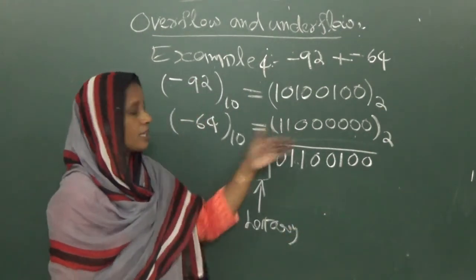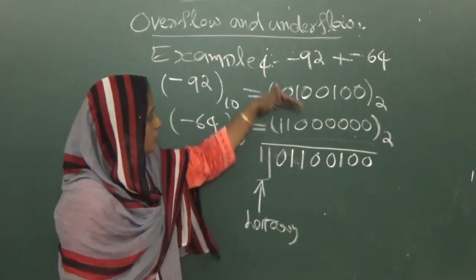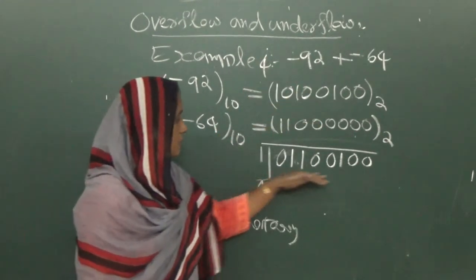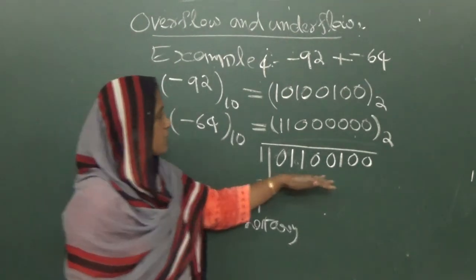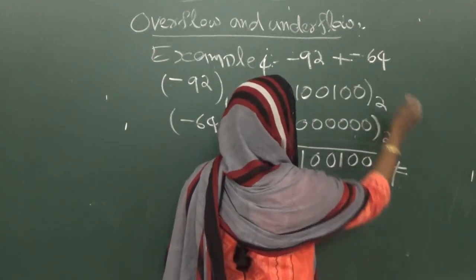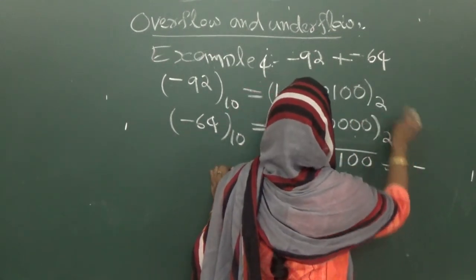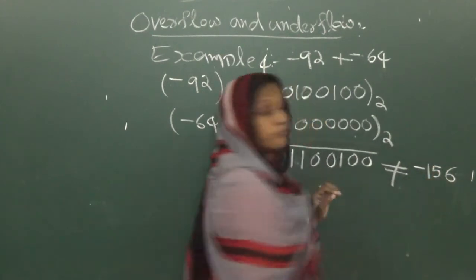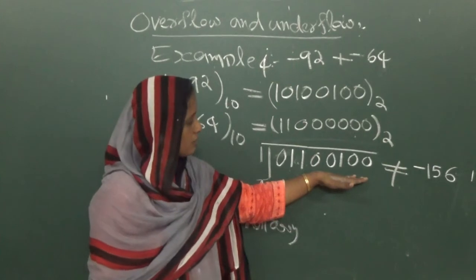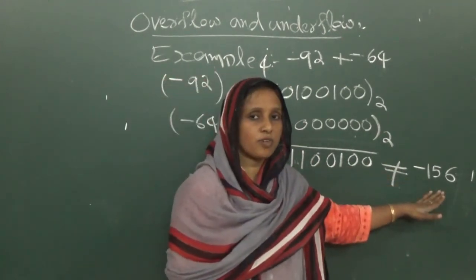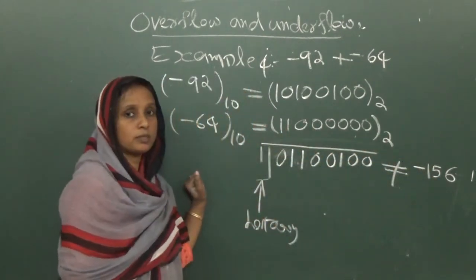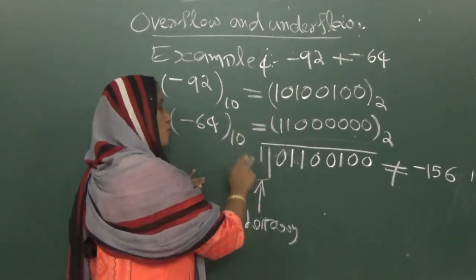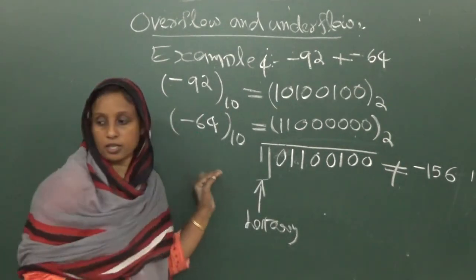Okay, so what happens here? Here, when you add these two numbers, you get this output like this. But when you add these two, what do you get? Minus 156, right? But when you convert this to its equivalent binary, this is not equal to minus 156. What happened in this problem? In this problem, there is no carry into the sign bit, but there is a carry out of the sign bit.